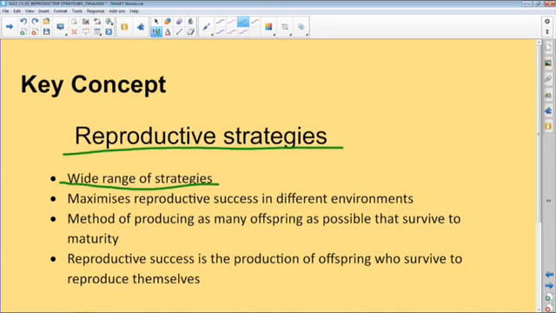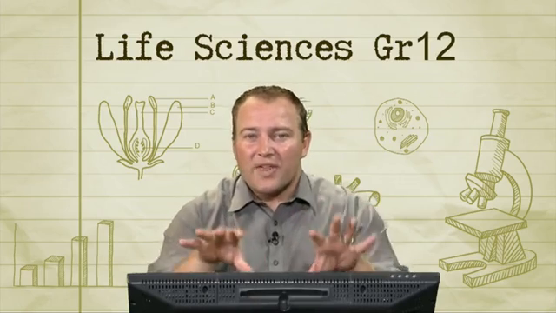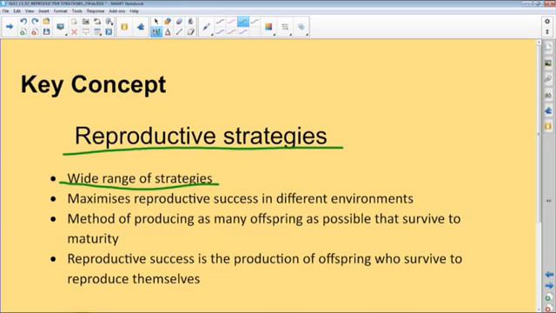I always tell everybody that I speak to that without reproduction, we're all going to die out. It doesn't matter how healthy you are. Reproduction is the point of living. Okay, you want to spread your name. That's how it is. Okay, then the next one, they maximize reproductive success, in different environments.